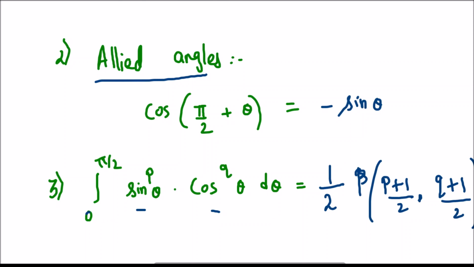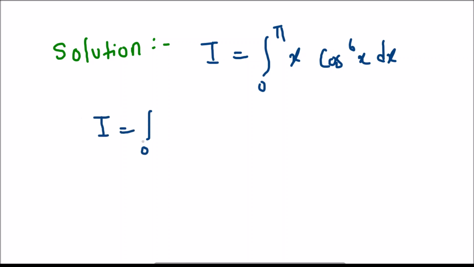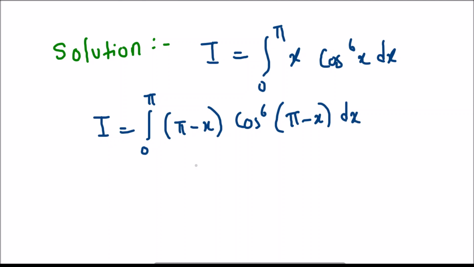Now let's first go for the reflection principle. Let I equal the integral from 0 to pi of x cos raised to 6x. This is what I have. But by the reflection principle, this is the same as, with the limits the same, you replace x by the lower limit plus the upper limit minus x, so pi minus x, into cos raised to 6 of (pi minus x) dx. Now what is this? This is nothing but 0 to pi minus x.